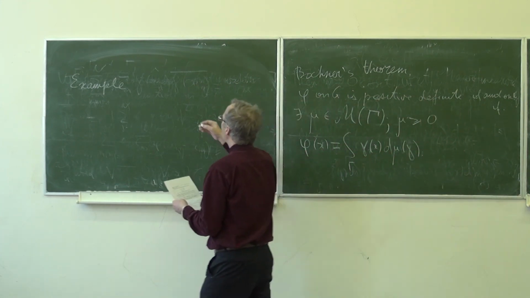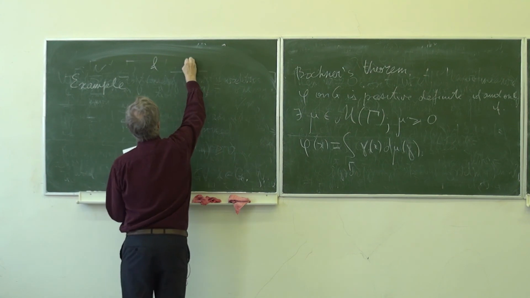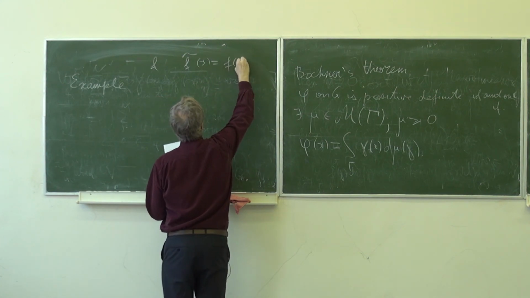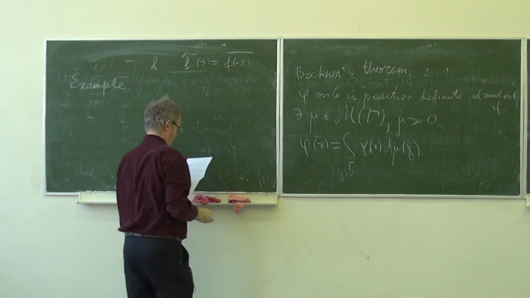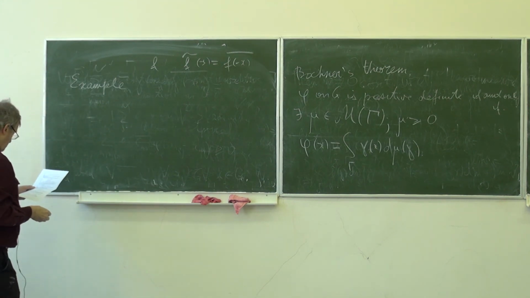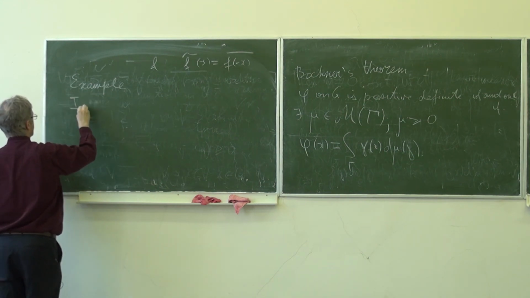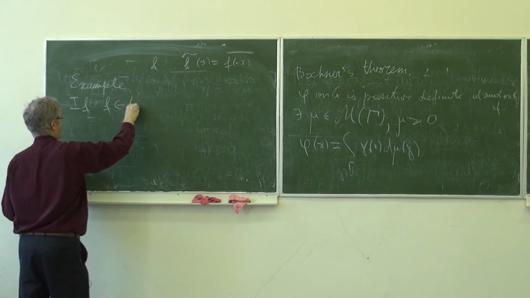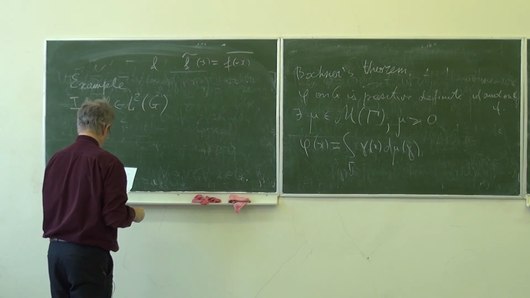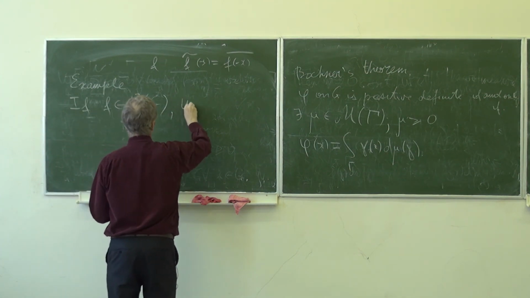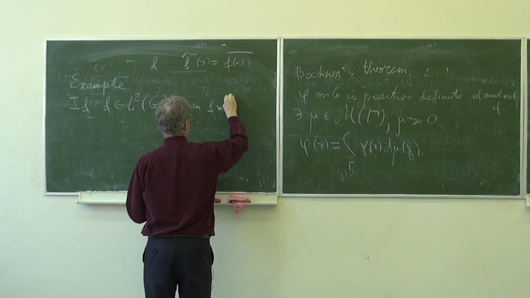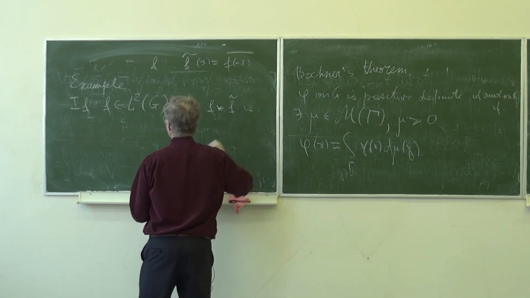Again, for f, we define f tilde as f of minus x bar. So this thing. Now, example is as follows. If f is in L2 of g, if it is a square integrable function, then f star f tilde is positive definite.